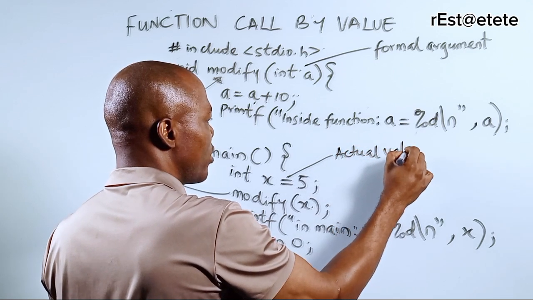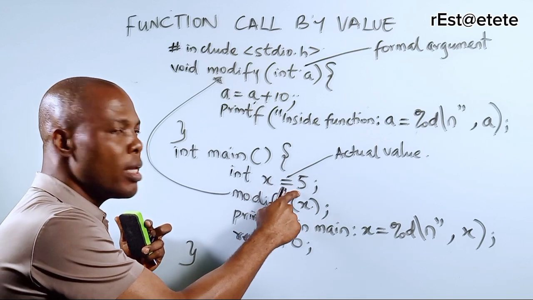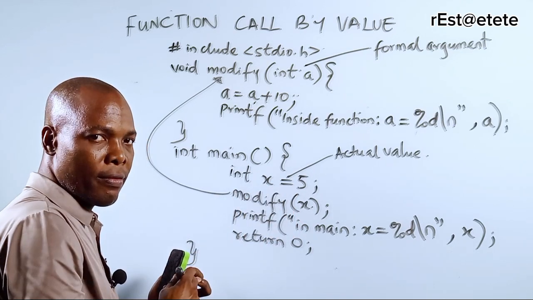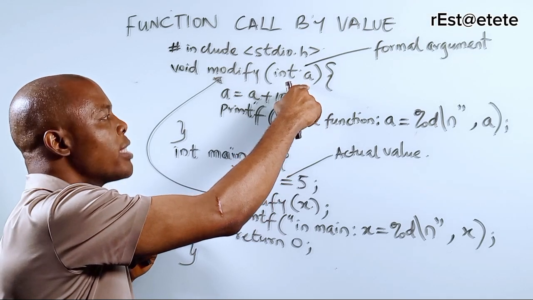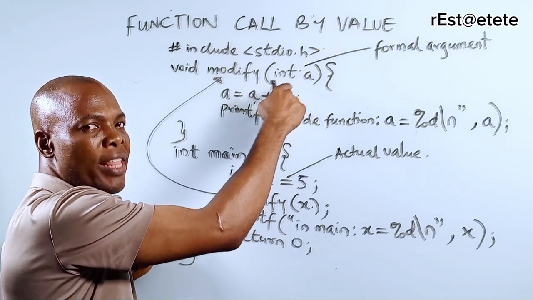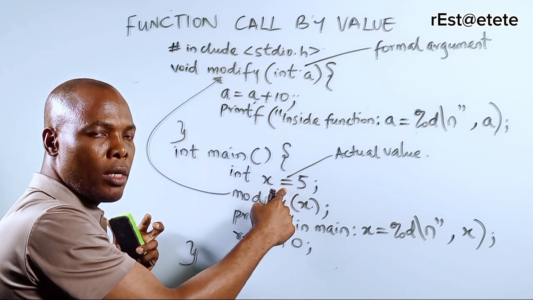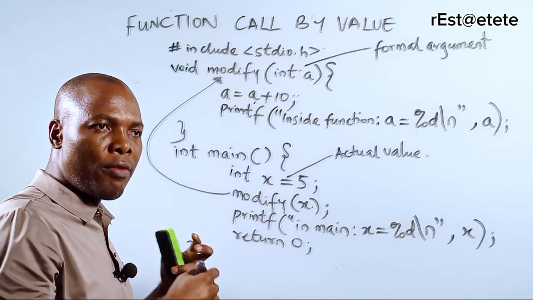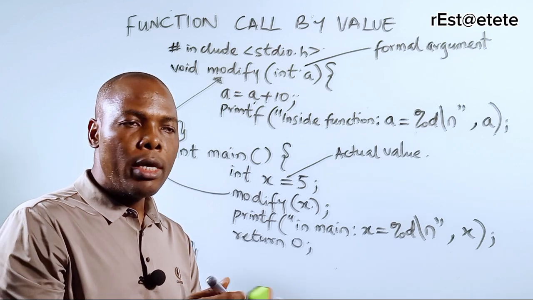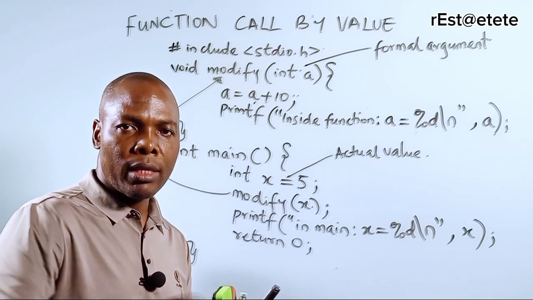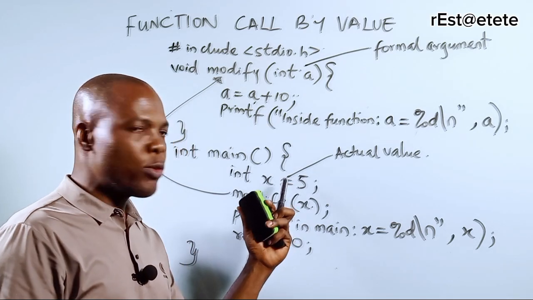So the actual argument is the actual value. So the soul is going to make a copy of this 5, make a copy of this 5 and give it to this A. Now, whatever this function does with that value is not going to affect what is originally here. Think of it as you make a photocopy of your document and give it to somebody. Even if the person scribbled on that document, it is on the photocopy, not on the original. So that is what is happening.